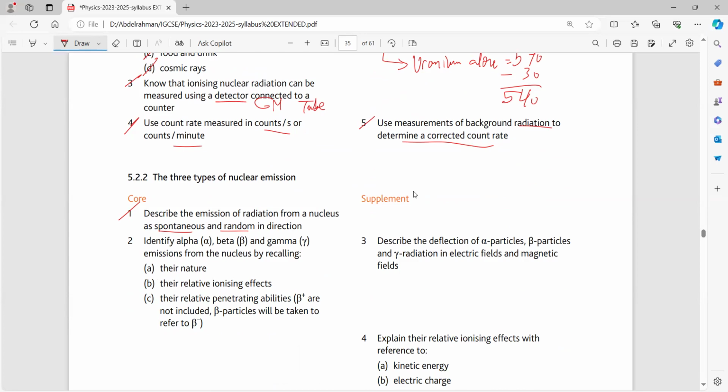It cannot be affected by the weather. It cannot be affected by the time of day. It cannot be affected by the season. It's not affected by any external factors. So definitely, any radiation has to be random and spontaneous.